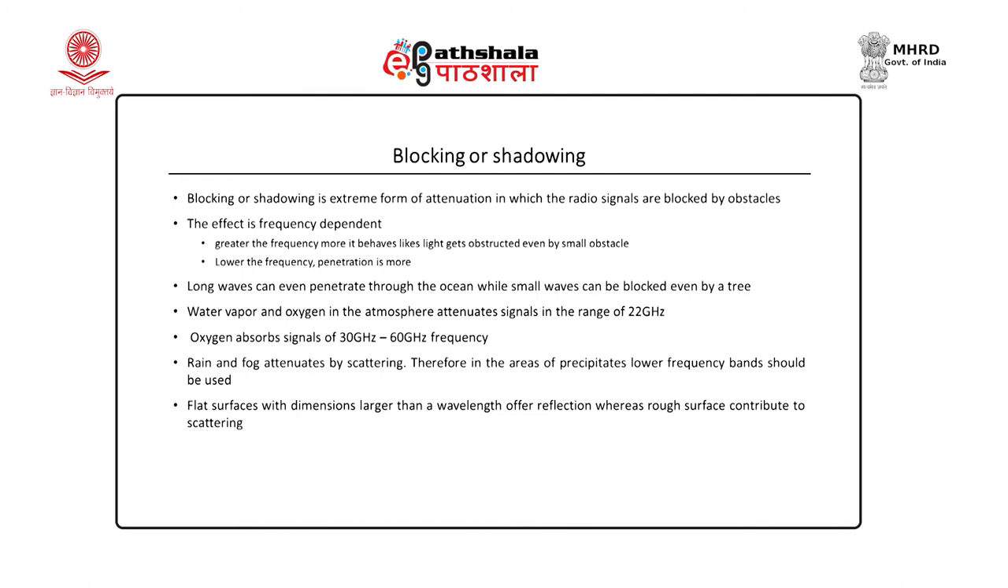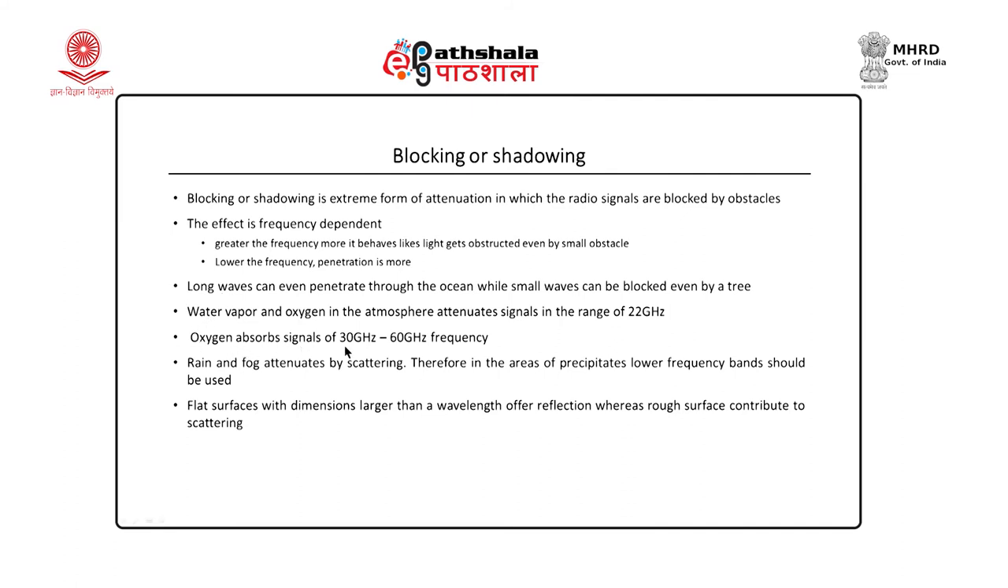Therefore, the long waves can even penetrate through the oceans and are used for submarine communication, while the small waves like the infrared, the visible, or the microwaves can even be blocked by a tree. Now, a tree is a very big object actually. They can be blocked by the atmosphere also. They can be blocked by the oxygen, the rain, fog, everything. Like if I talk about a signal of frequency 22 gigahertz, even the water vapor and the oxygen in the atmosphere will attenuate the signal.